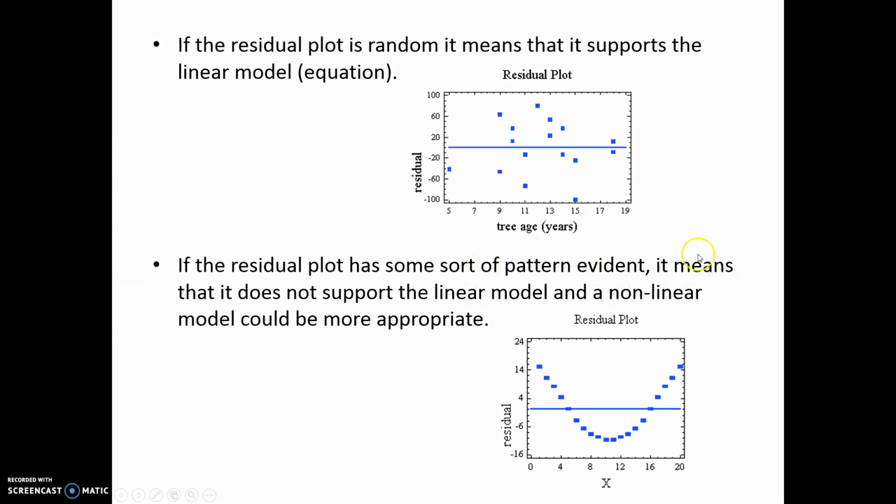This is a little bit tricky to get people's heads around the first time, because usually if you see something random where there's no pattern to it, you'd assume that the linear model doesn't work. But if you get a random residual plot, it means yes, the linear model works. If you get a pattern, you can simply say the linear model doesn't work and another model will be more appropriate.